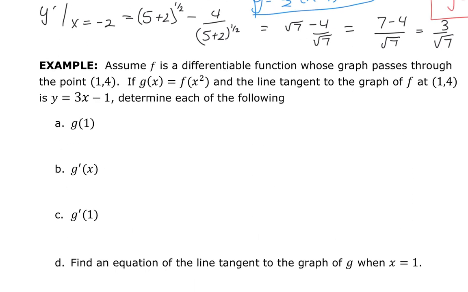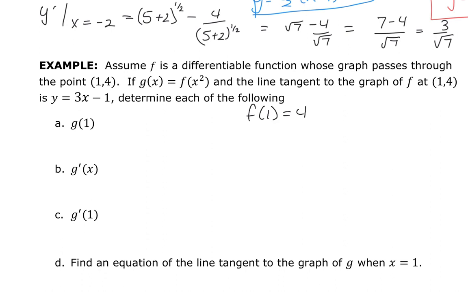For this next example, we are going to assume that f is a differentiable function whose graph passes through the point 1, 4. So in other words, when I put in 1 for f of x, 4 comes out. So what that first part is telling me is f of 1 is 4.